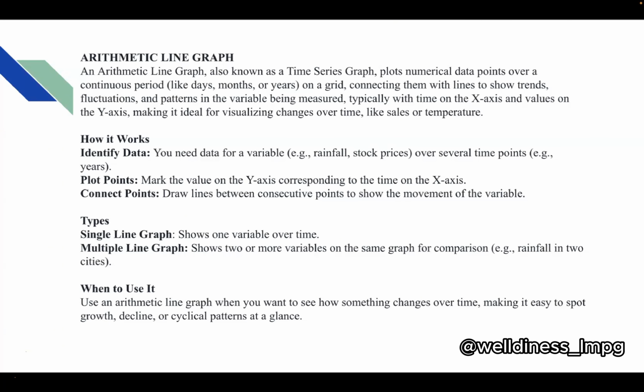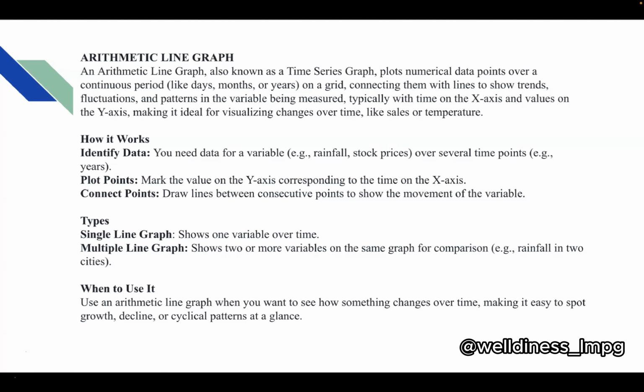Now, plot points. You mark the value on the y-axis corresponding to the time on the x-axis, the same way on our other graph, we were able to mark how many days corresponded to the seasons of the year in our other example. Now you connect points, where you draw lines between consecutive points to show the movement of the variable, which we also did, and that's why it was easy for us to pinpoint the highest occurring value, the least occurring value, the second highest occurring value, and so on. The points are what you can use to locate that.